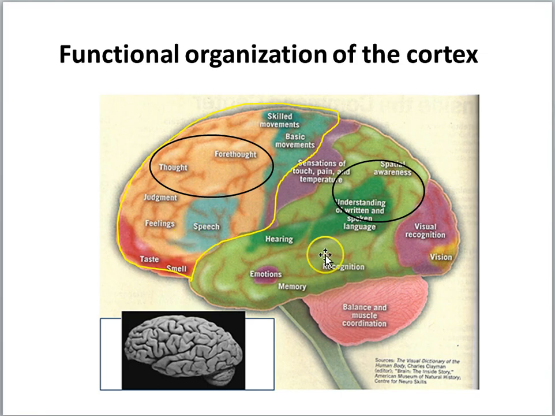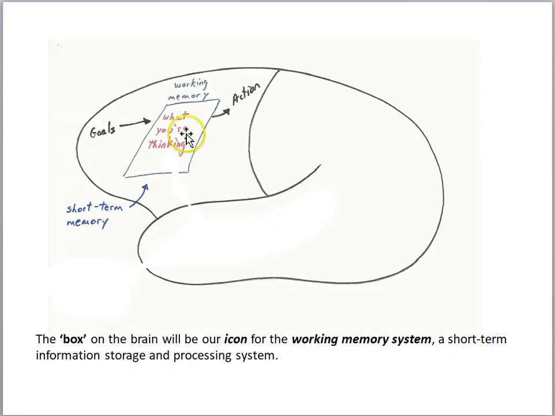Now, in earlier lessons, we learned a little bit about the functional organization of the cerebral cortex. And we noticed up here in the frontal lobe these words thought and forethought. We're going to associate those with the working memory system. As it turns out, the working memory system in the brain also has regions in the posterior part of the brain that seem to be active during tasks that involve working memory. We're going to focus though on the frontal regions here, and so we're going to put a box in the frontal cortex here, and this will be our icon for the working memory system.